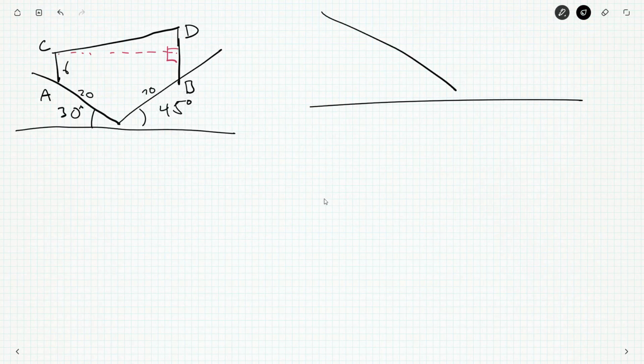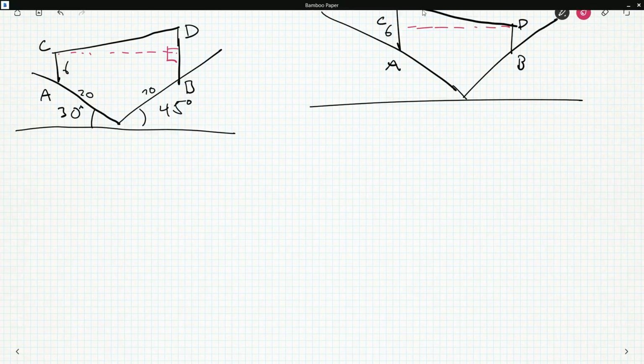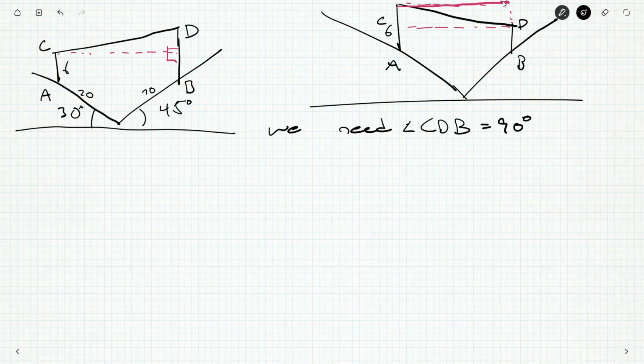Well, we can draw another picture here where CD happens to be even shorter, but that's still 6, and then we get B and D. But now CD is this hypotenuse, and by lengthening BD up to where it's parallel to this line, my bamboo paper thing is getting in the way, but by extending BD, we can make CD fall up here. So yeah, I would say we need CDB to be 90 degrees. Okay, so we need it to be 90 degrees.